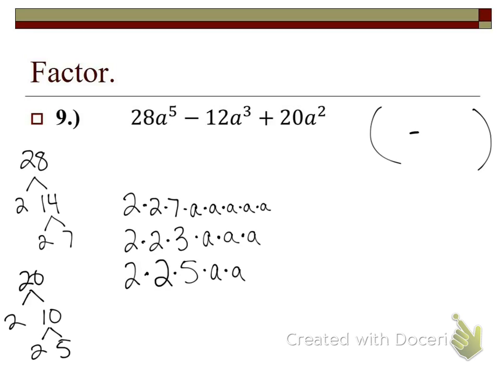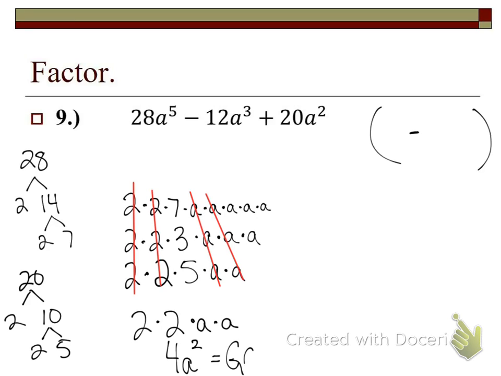Now we need things to match up on all of our lists. How many sets of 2's? 2 sets of 2's. So 2 times 2. How many sets of a's? 2 sets of a's. So we're going to have 2 times 2 times a times a. What is that when we simplify it? 4a squared. That's my GCF.